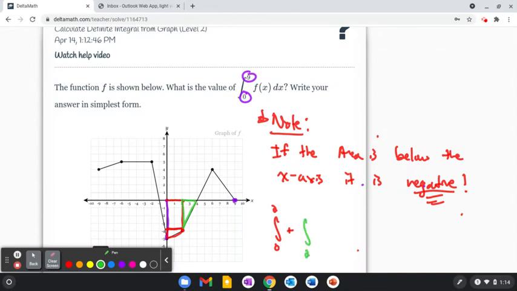And I should also do this as well. Since this is below the axis, I'm going to go ahead and write these as negative. So it's a negative since that first one's below the axis, and this one actually should be negative as well because it's below the axis.